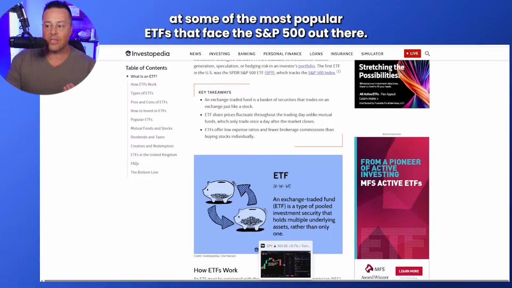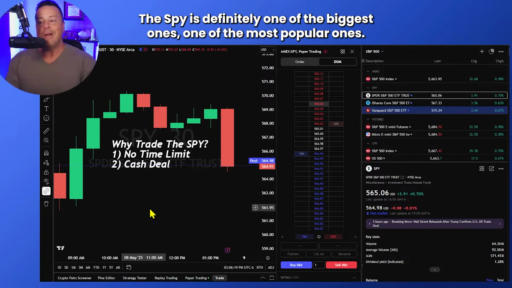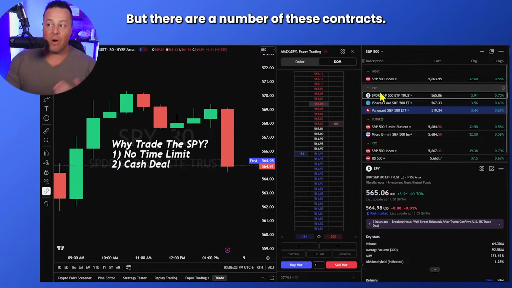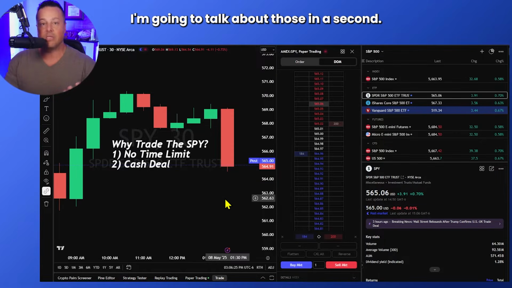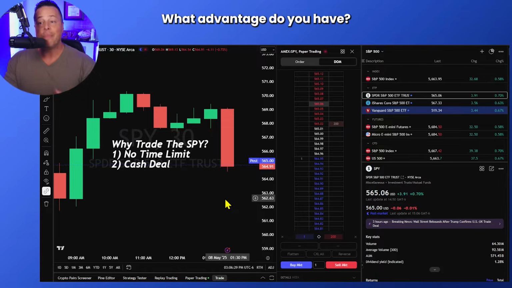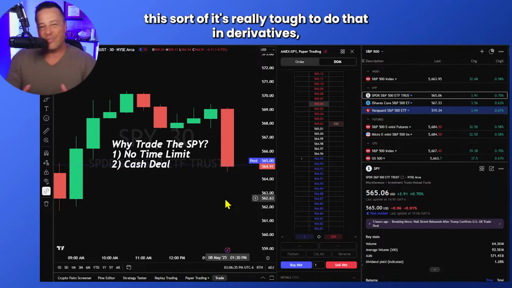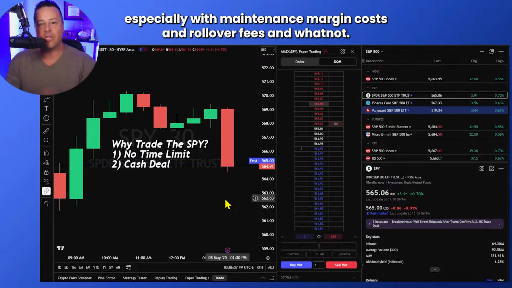Now, let's take a look at some of the most popular ETFs that face the S&P 500 out there. The SPY is definitely one of the biggest, one of the most popular ones, but there are a number of these contracts. I'm going to talk about those in a second. Why trade the SPY? What advantage do you have? There's no time limit, so you can buy and hold this thing looking to get in on maybe a big bullish move. It's really tough to do that in derivatives, especially with maintenance margin costs and rollover fees and whatnot.